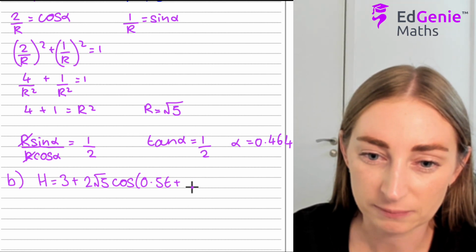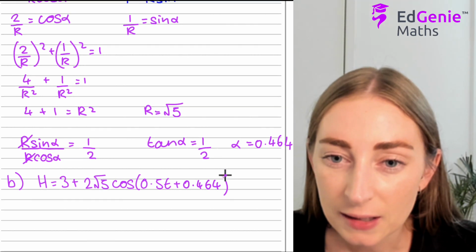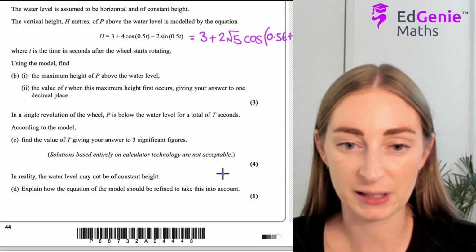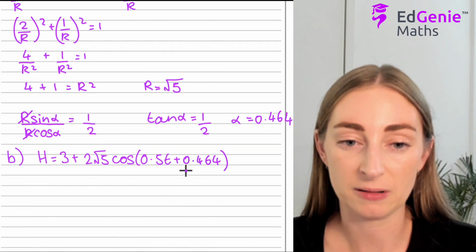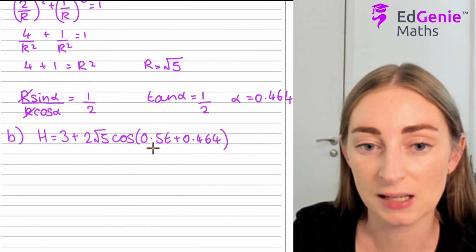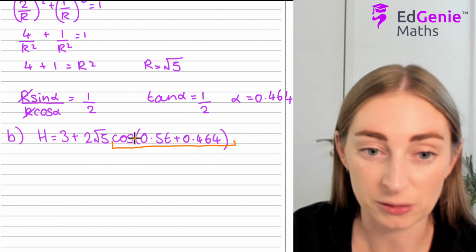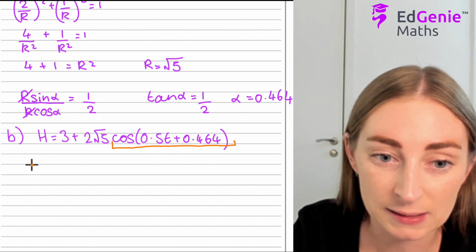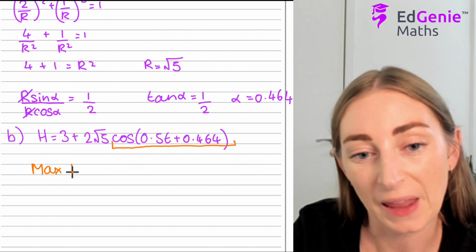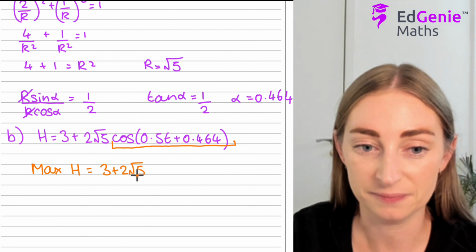Let's put our value. That's better, isn't it? Is that the same? Yeah, perfect. So we can see straight away what our maximum height is going to be, can't we? Because the maximum this can be is going to be 1, because it's the cos graph. So max is going to be 3 plus 2 root 5.